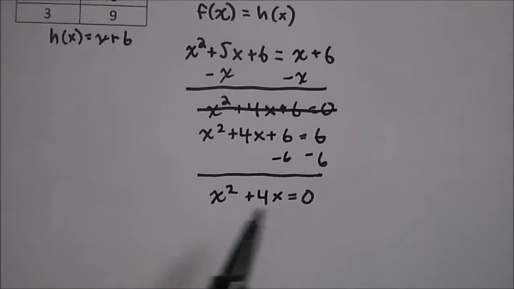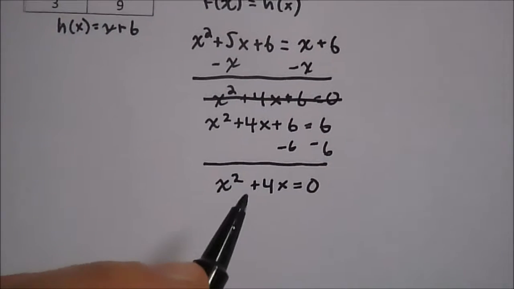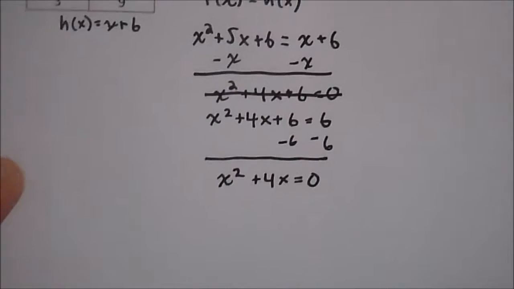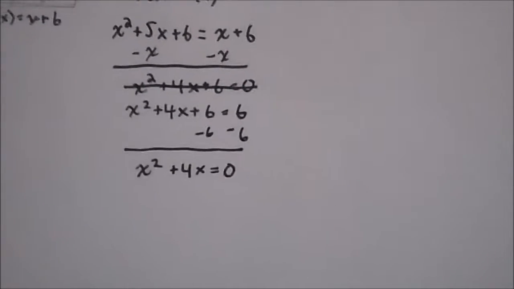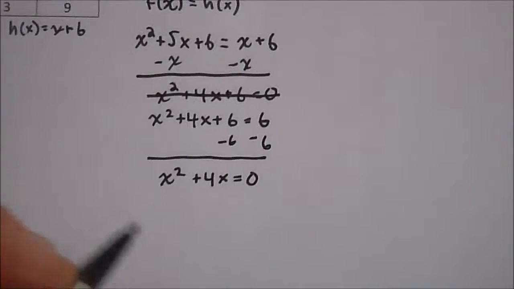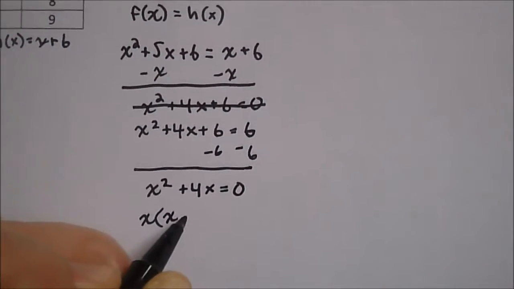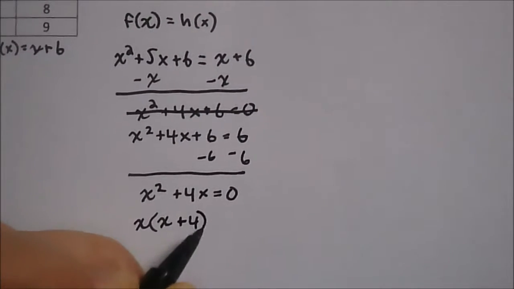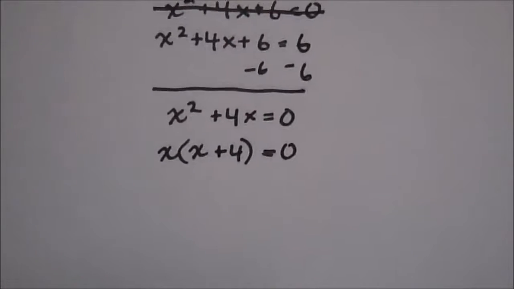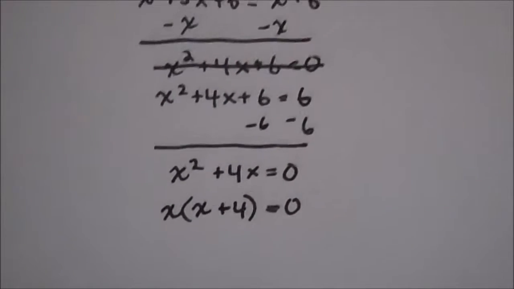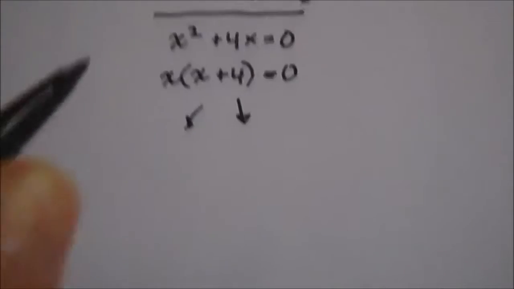So the easiest way to solve this quadratic is actually by factoring. You could solve it using the quadratic formula, but it'll take you a little bit longer. So I'm going to show you how to solve it by factoring. I know that both of these have an x term, so I can factor out an x, and I end up with x times x plus 4 equals 0. This is going to make it really easy for me to determine the zeros of the quadratic because I just have to set each factor individually equal to 0 to find the solutions.